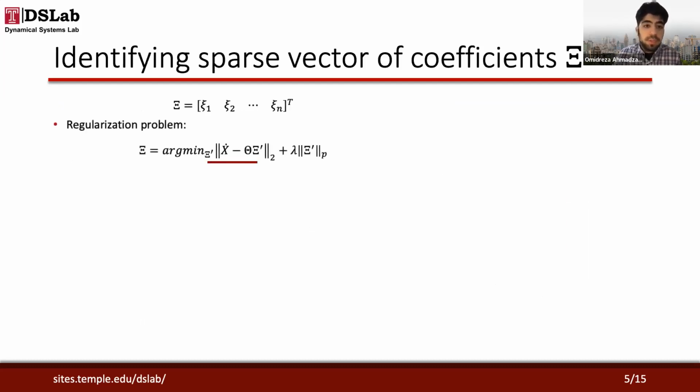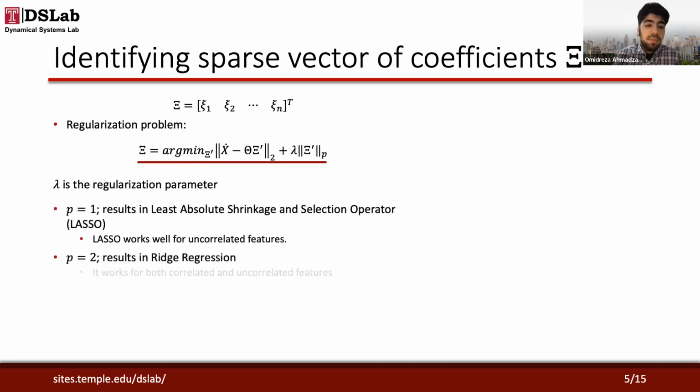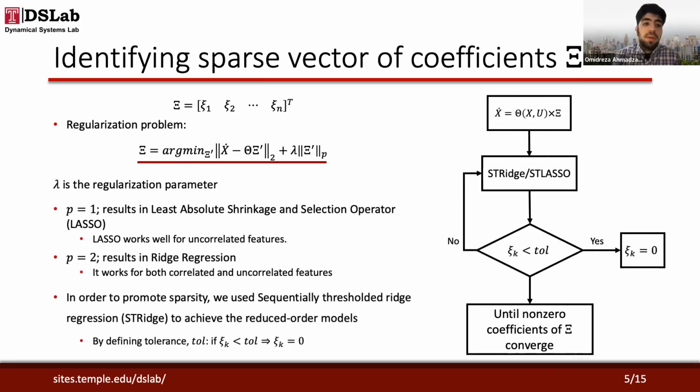So for identifying a sparse vector of coefficients Kc, we will solve it as a regularization problem, and lambda is a regularization parameter which balances between the complexity and accuracy of the system. So if you consider p equals 1, then we have an L1 norm which results in least absolute shrinkage and selection operator, or lasso, and lasso works well for uncorrelated features. If we consider p equals 2, then we have an L2 norm that results in ridge regression, and it works for both correlated and uncorrelated features.